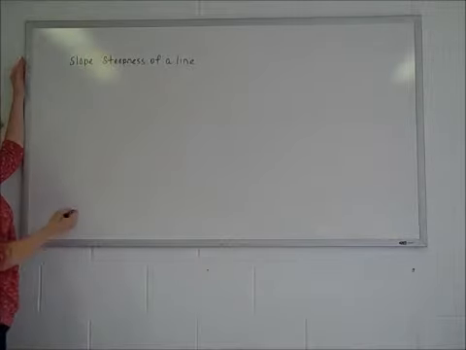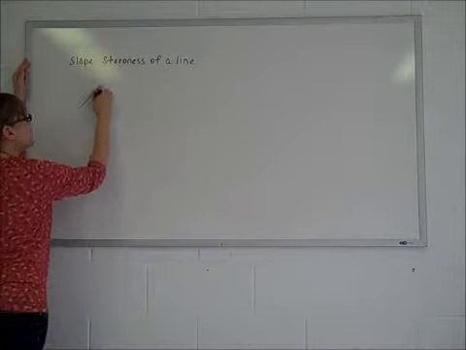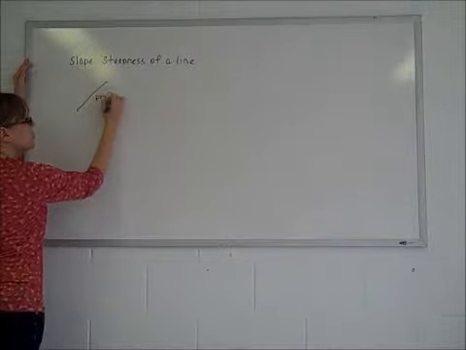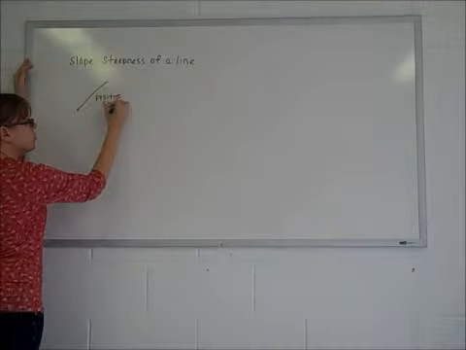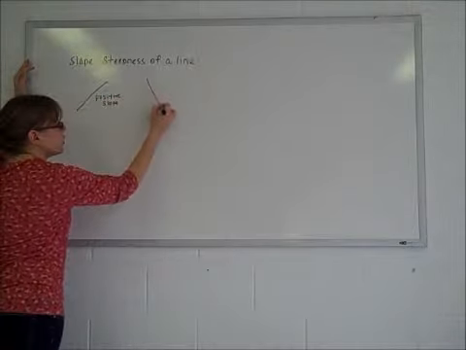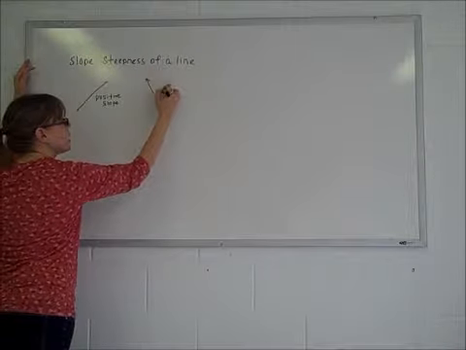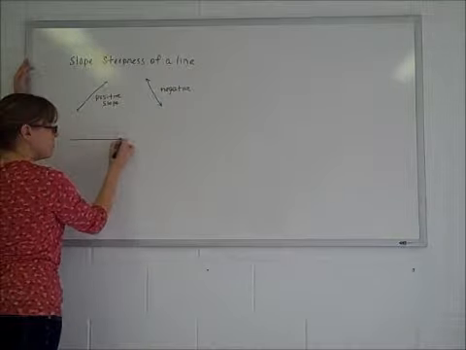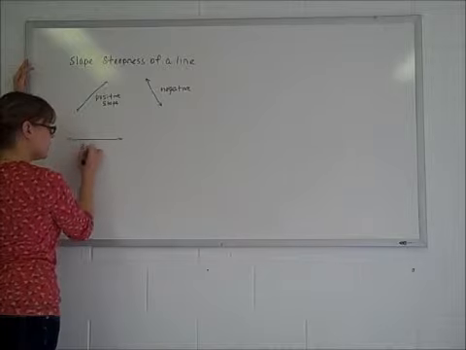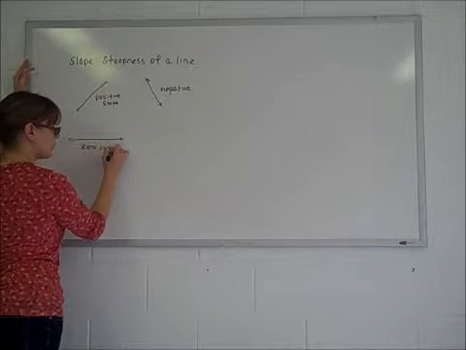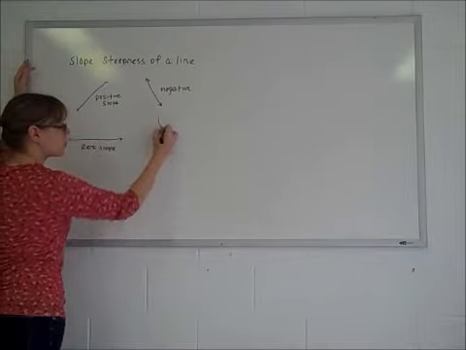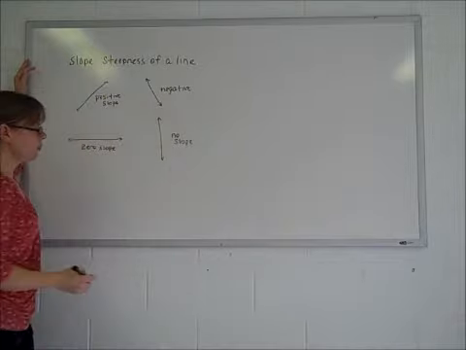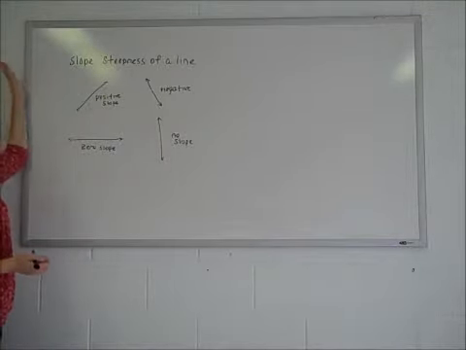There are 4 possible things that can happen for slope. If it's going uphill, we say that it has positive slope. If it's going downhill, it has negative slope. If it goes straight across, that is 0 slope. Up and down, no slope. So again, remember that we read a graph from left to right.